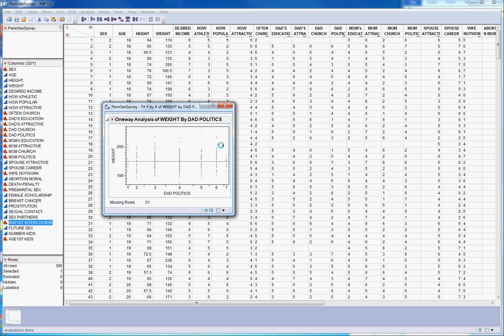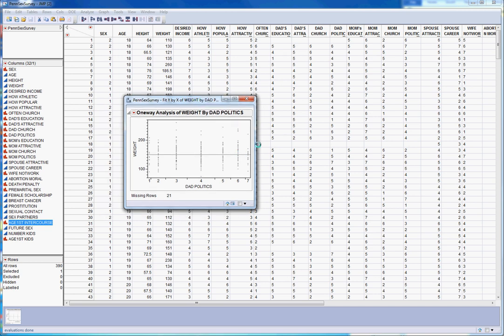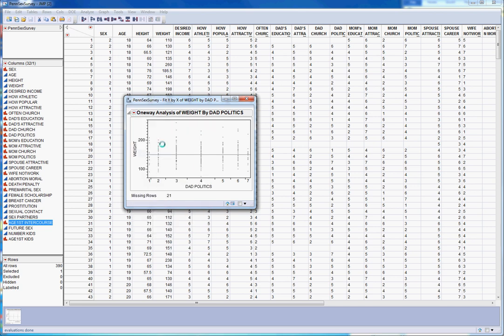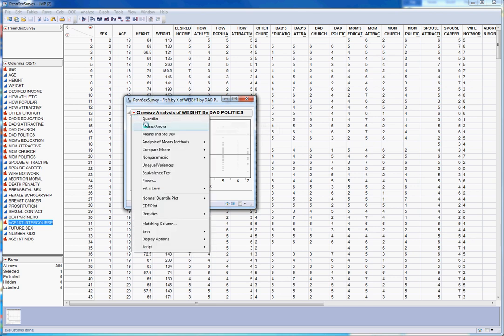So what is this? Now we have this nice little plot here with each category here and points here. And it says missing rows 21. And see, we have 390 there. So it tells us how many points we actually have, because some of the data was missing for one or both of the variables.